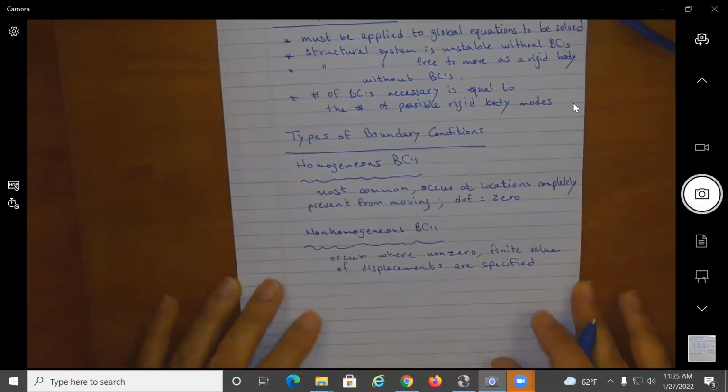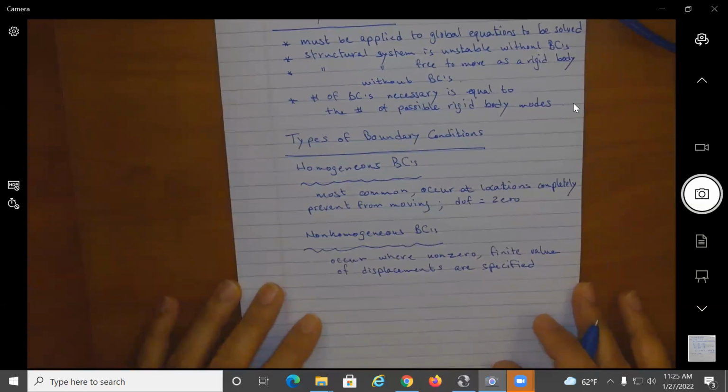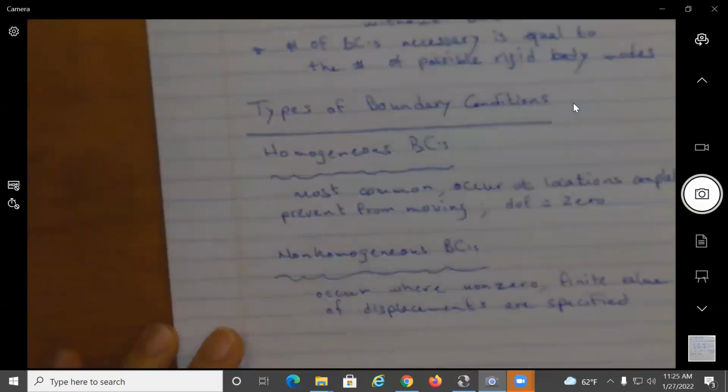Is it too small? Would you like me to zoom in? Sorry. Is that better?